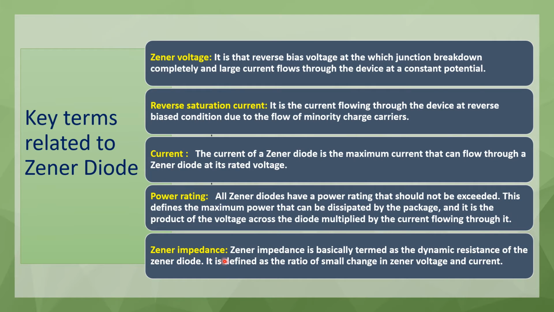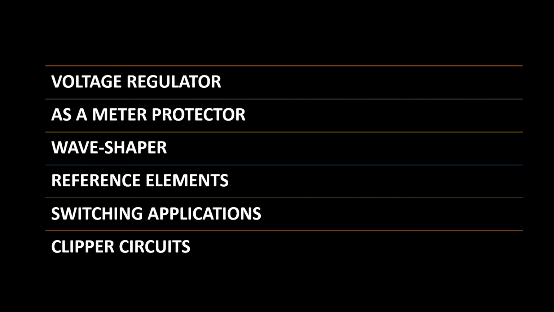Next, Zener impedance. This is basically termed as the dynamic resistance of the Zener diode. It is defined as the ratio of a small change in Zener voltage and current. Now we will talk about the applications. The Zener diode is used in voltage regulators, meter protectors, wave shapers, reference elements, switching applications, and clipper circuits.